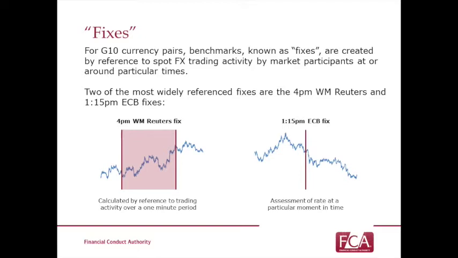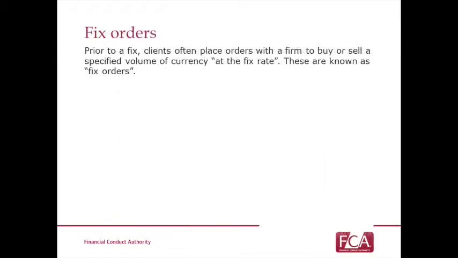This diagram gives a hypothetical example of what the WMR fix might look like, where the purple shaded area represents the 1-minute fix period and the blue line represents the trading. The ECB fix is different because it is a snapshot of the market at a moment in time, which is 1:15 p.m., and this is what the diagram shows, that instead of having a fixed period, we have a single point in time.